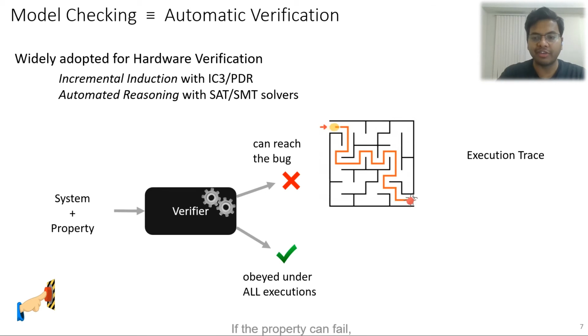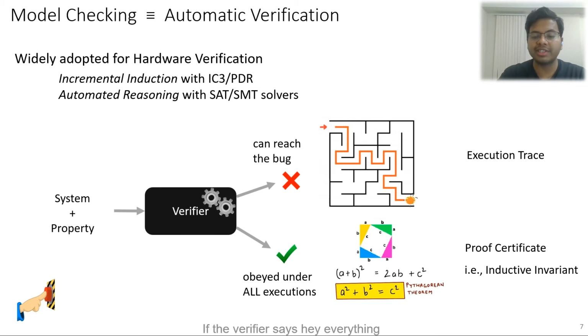If the property can fail, the verifier produces a counterexample trace that shows how to reach the bug from the starting point. If the verifier says, hey, everything is okay, with incremental induction, we also get a proof certificate. That is, an inductive invariant that mathematically explains why the design always obeys the property. And both the counterexample traces and the proof can be checked independently to guarantee provable security.